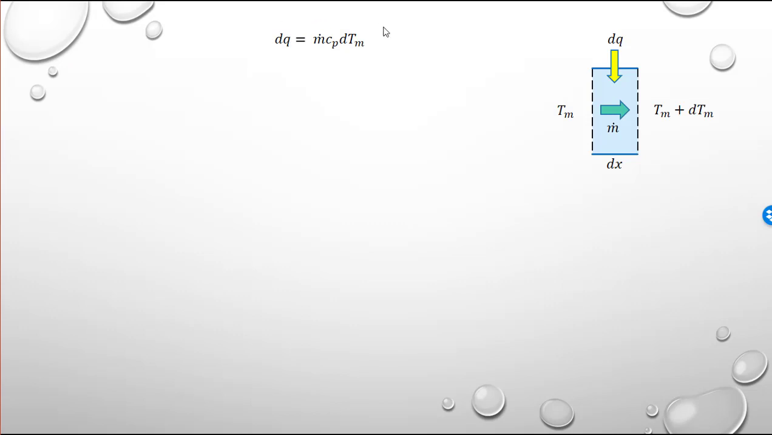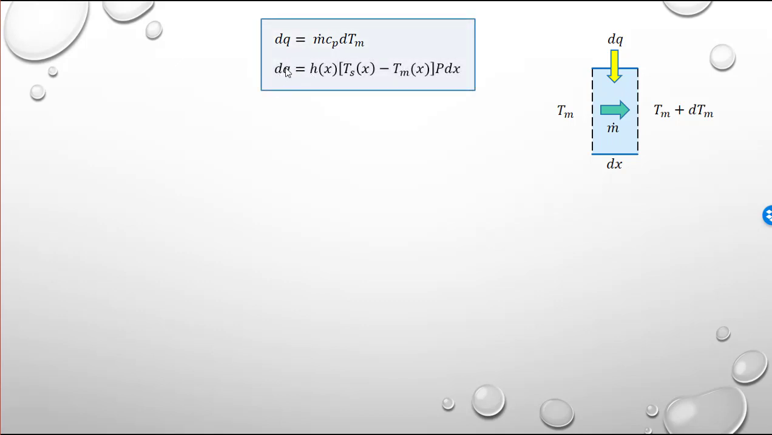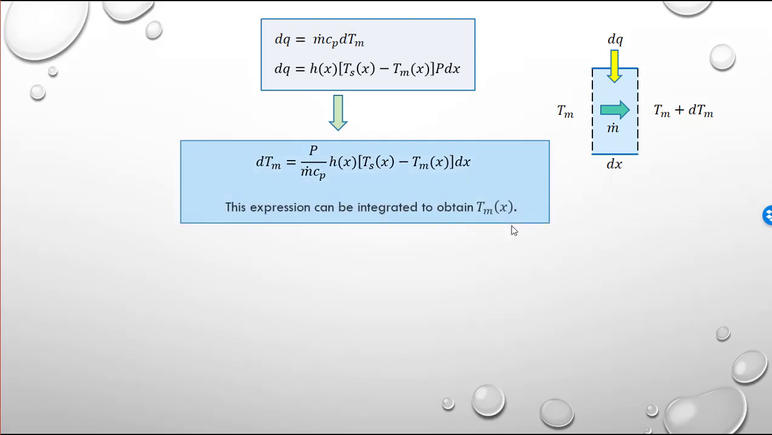Now, returning to the expression for the amount of energy that's being added to the flow and the corresponding temperature increase, and to that adding the expression for dq that we get from Newton's law of cooling. Since the left-hand sides of these two expressions are equal to each other, we can then equate their right-hand sides, and solving for the differential mean temperature term, we arrive at this expression. And this expression can be integrated to obtain an expression for how the mean temperature varies as a function of x. To do this, we'll have to consider a number of cases.